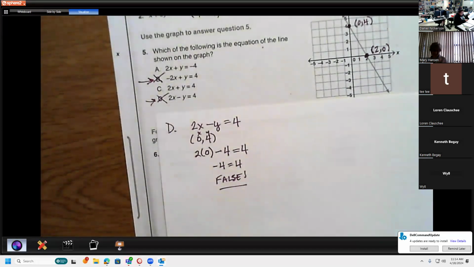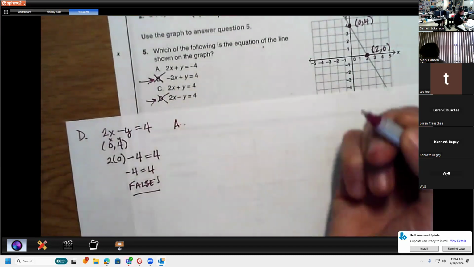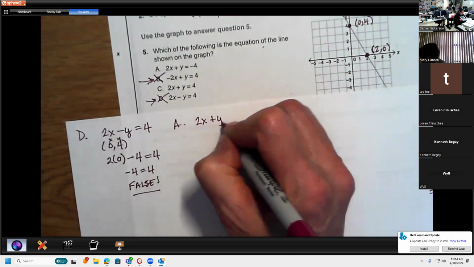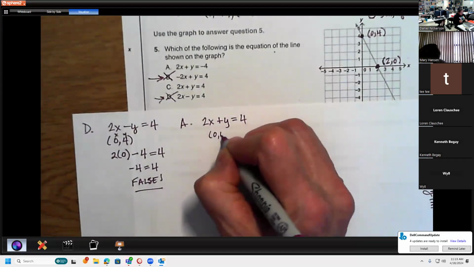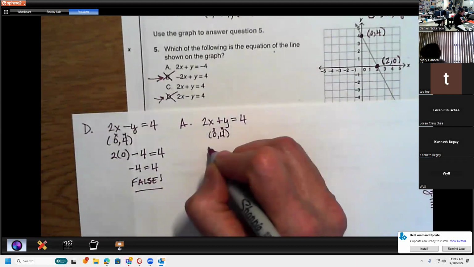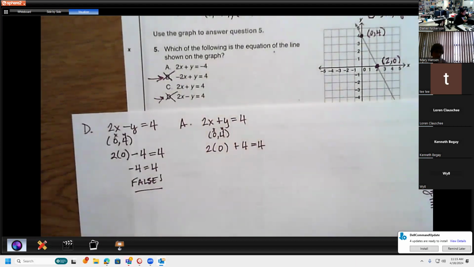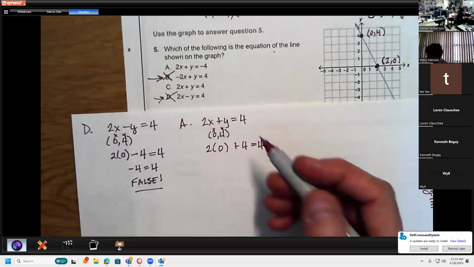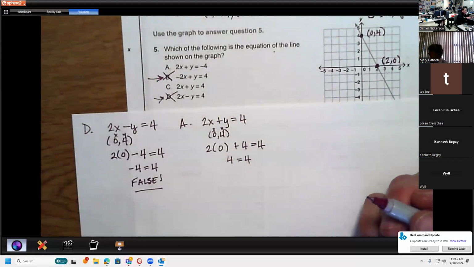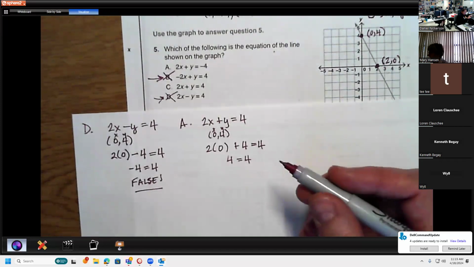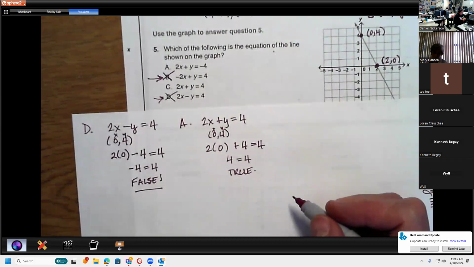Let's go with A. All right. So A, 2x plus y equals 4. Let's try 0, 4 for my x and my y. 2 times 0 plus 4 equals 4. 2 times 0 is 0. 4 equals 4. True or false? It's not a trick question. It is true. If you have $4, that's the same as having $4.